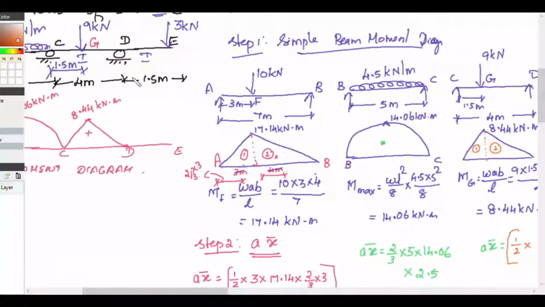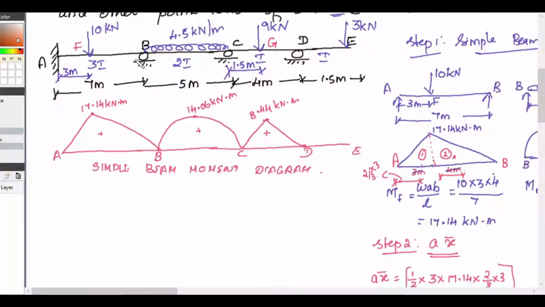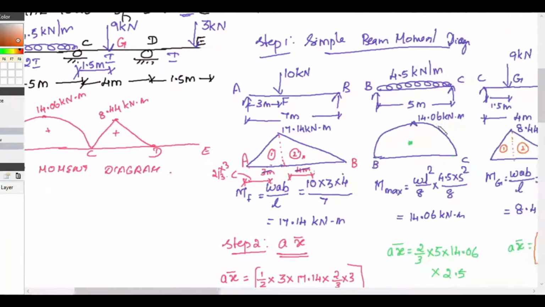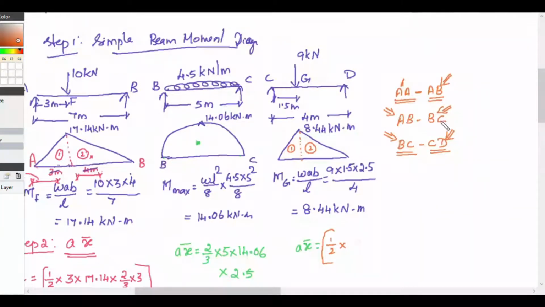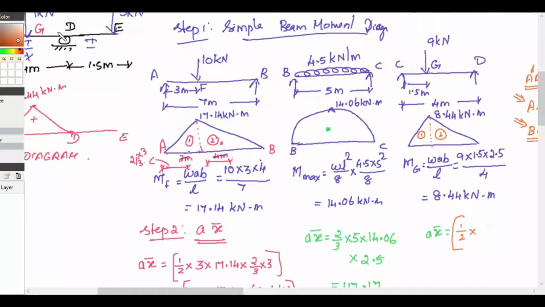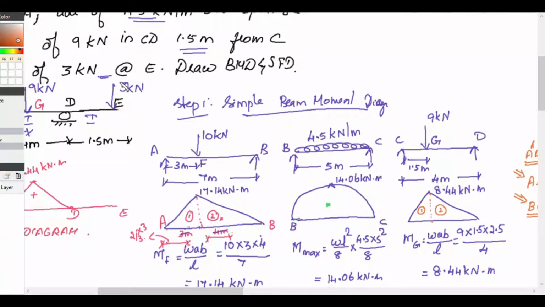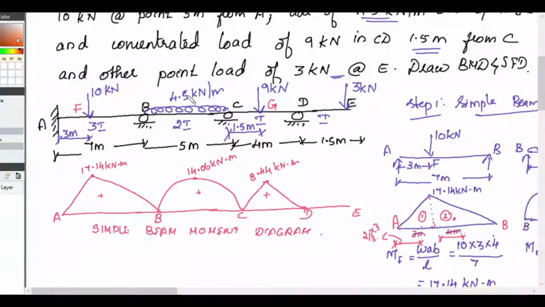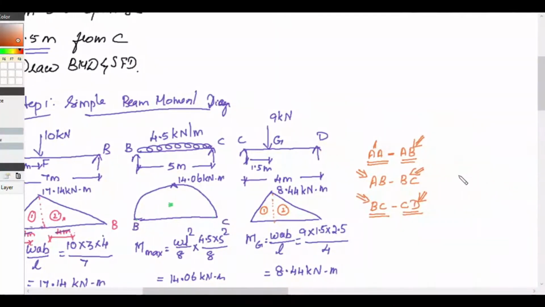Now, see how many unknowns are here? Moment at A, moment at B, moment at C, moment at D. That means 1, 2, 3 and 4. Now we have 3 sets of equations. But see, moment at D will be equal to 3 into 1.5, so this will be already known. So we will have only 3 unknowns and 3 equations. So that means here we will be calculating from D.